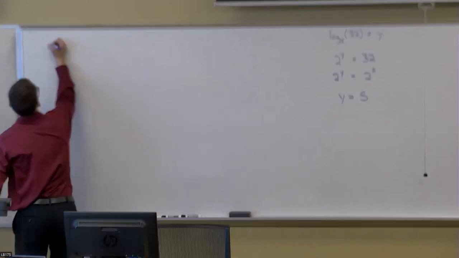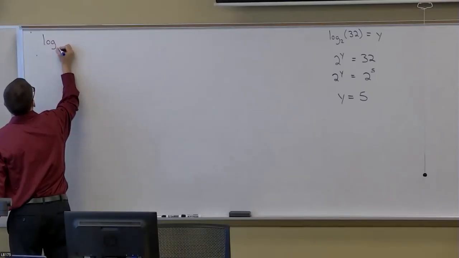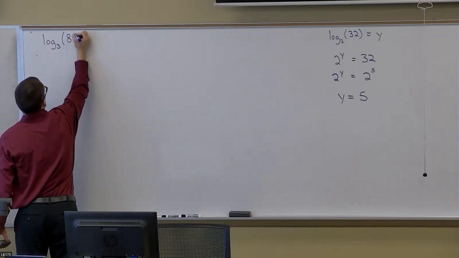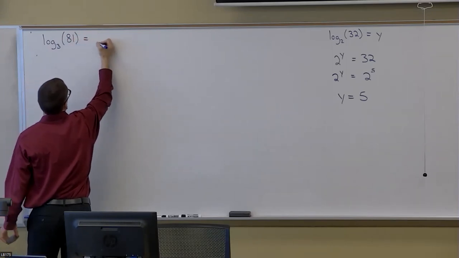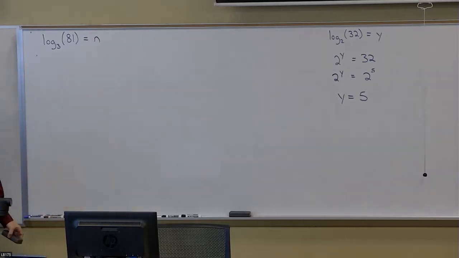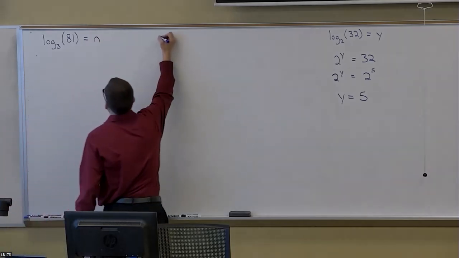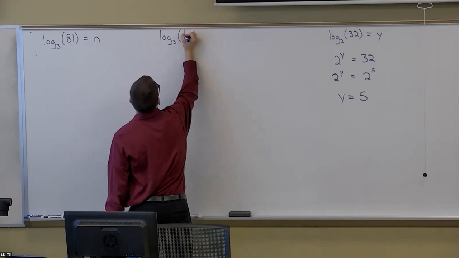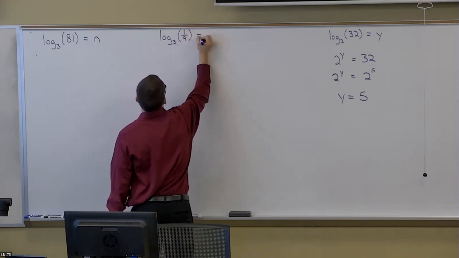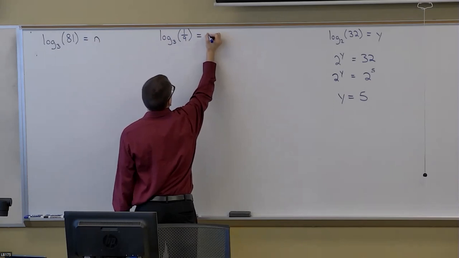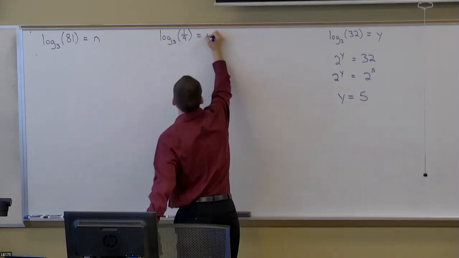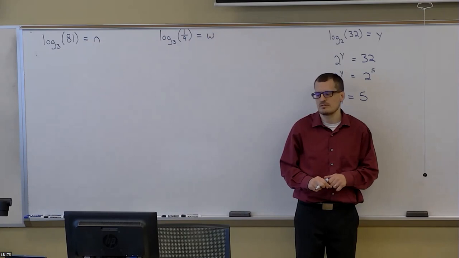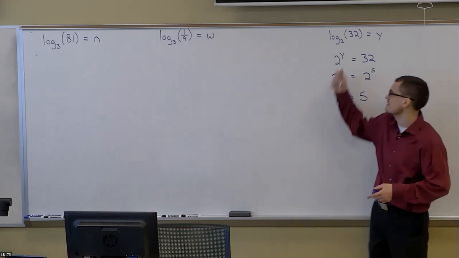How about this one? Let's take log base 3 of 81 is equal to n. And then I want you to do this one. Let's do log base 3 of 1/9 is equal to, we'll do w for our variable. I want you to try to solve those two using the same technique I used over here.